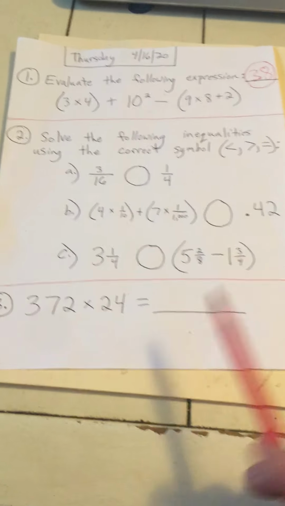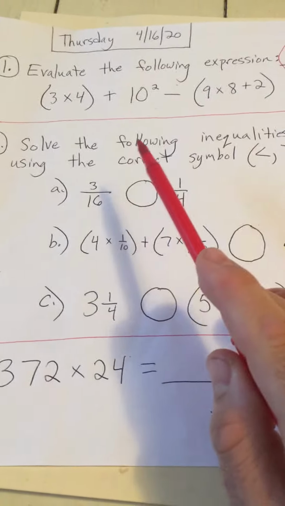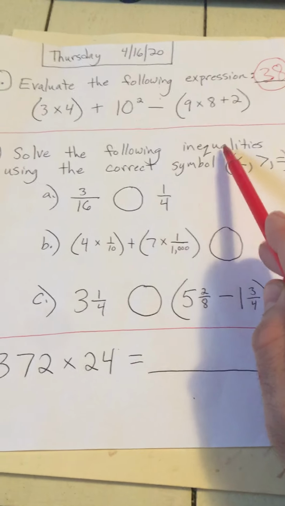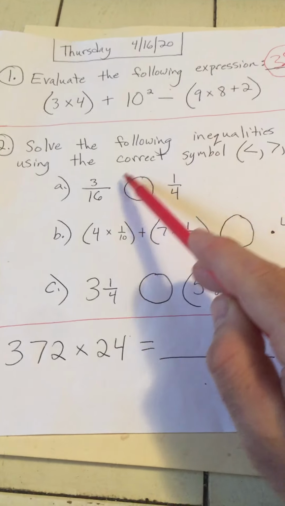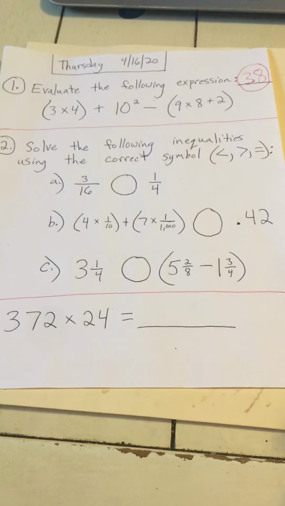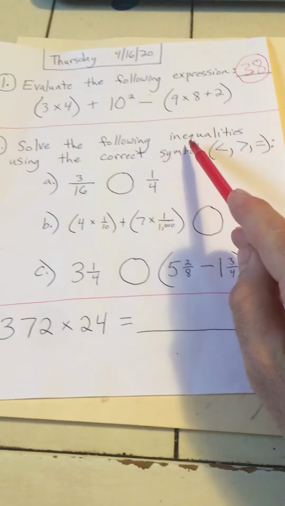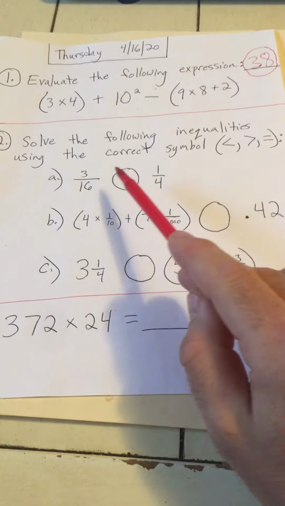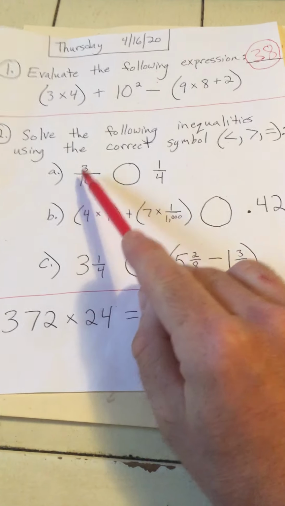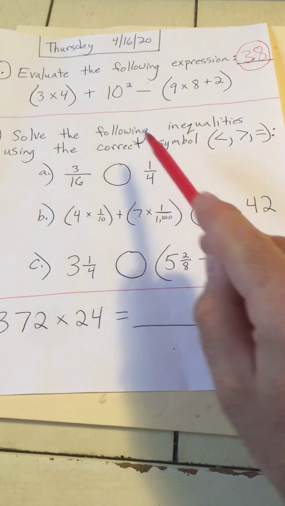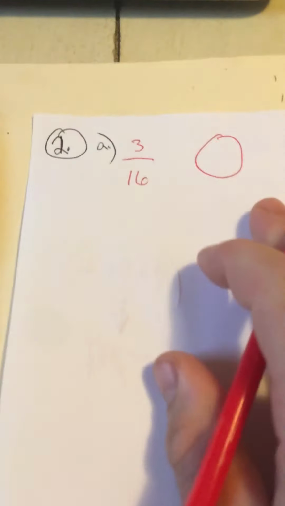Okay, so I'm setting up number 2 on a blank piece of paper here. It says solve the following inequalities. Again, I put that there to trick you. These are inequalities. Using the correct symbol, we're going to use less than, greater than, or equal to. We're going to put the symbol in here. So 3/16 is less than, greater than, or equal to 1/4. So we're going to start with that over here.